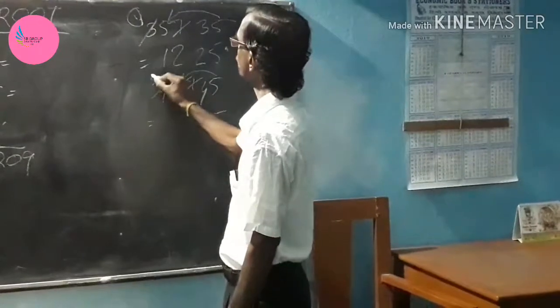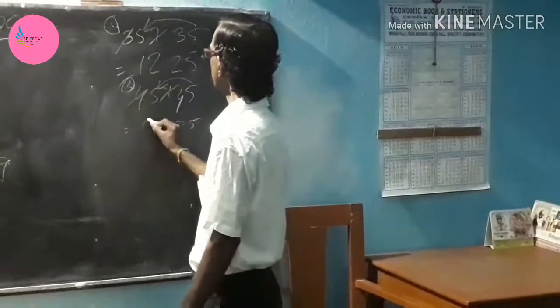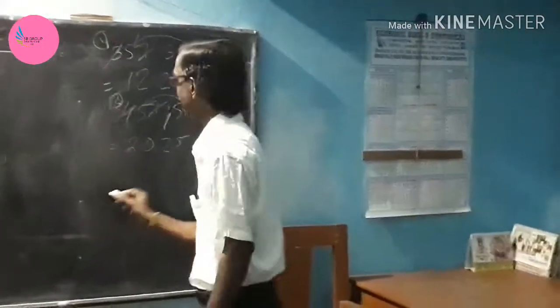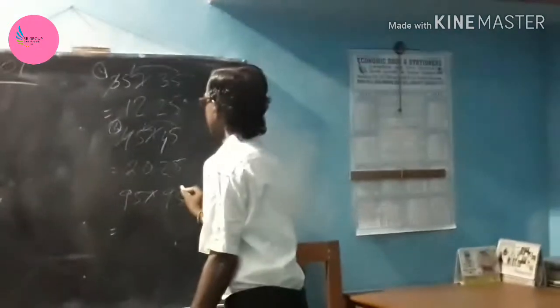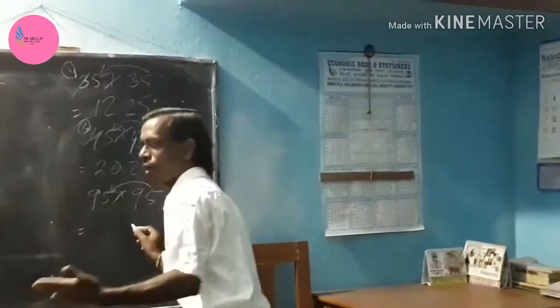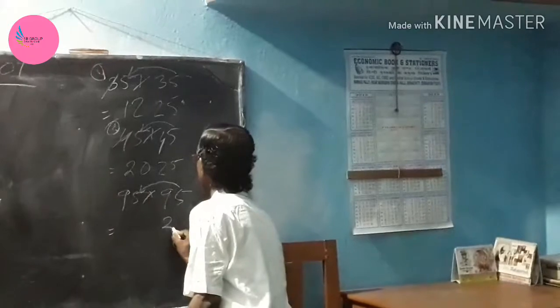Any 4, cut and write out above one number. So 4 fives are how much? So 20. Suppose we get 95 multiplied by 95. How do you calculate it? Very simply. So 5 fives are how much? Just now I told you that. So 5 fives are 25.